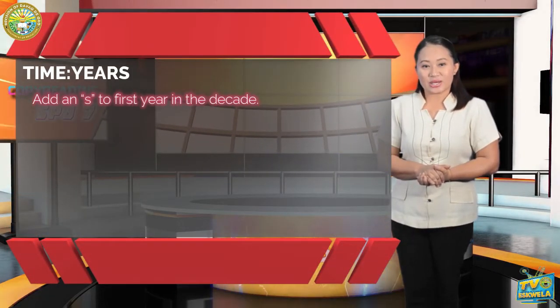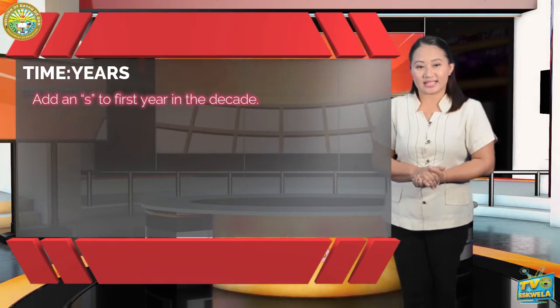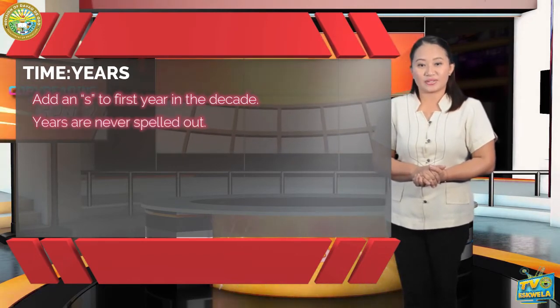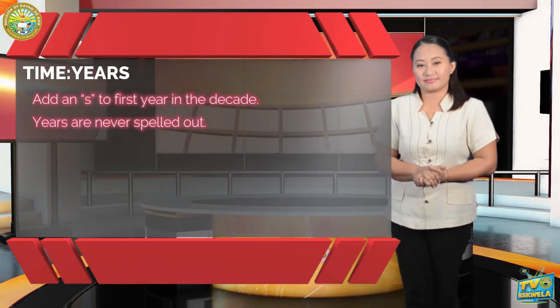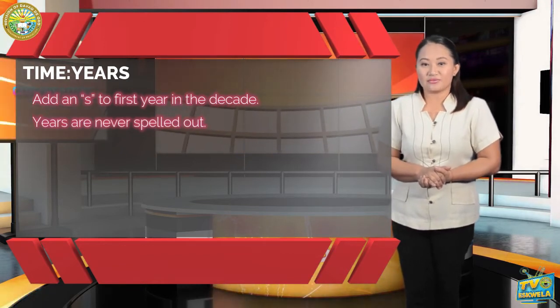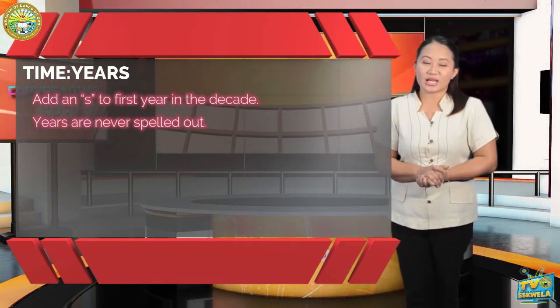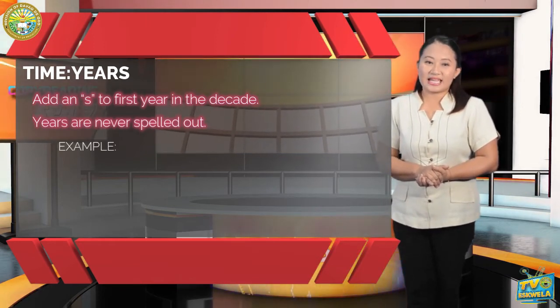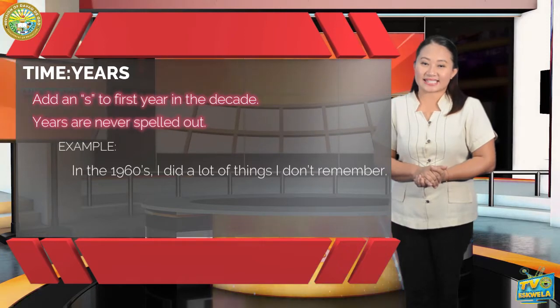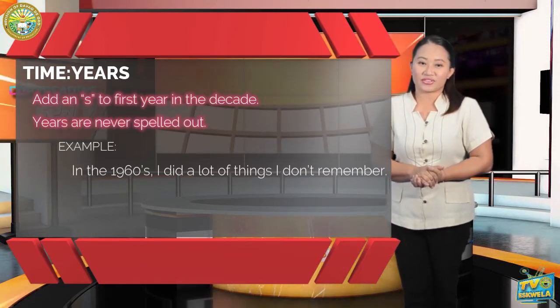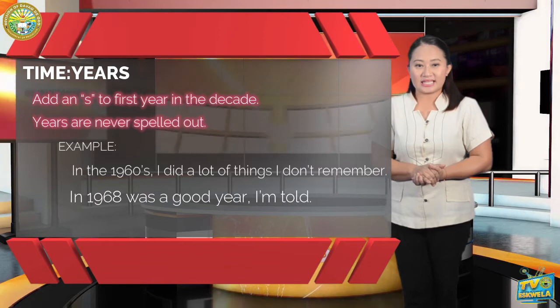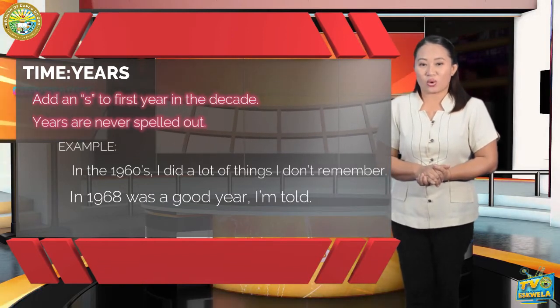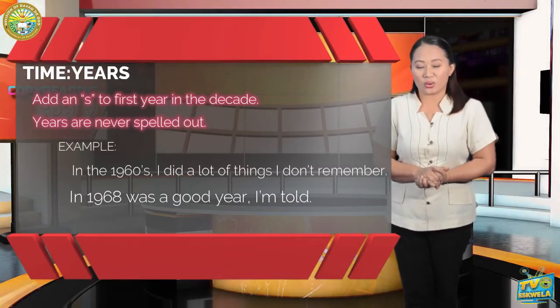Time, years. Add an S to first year in the decade. Years are never spelled out. Take note, even at the beginning of sentence, use figure. Example, in the 1960s, I did a lot of things I don't remember. 1968 was a good year, I'm told.